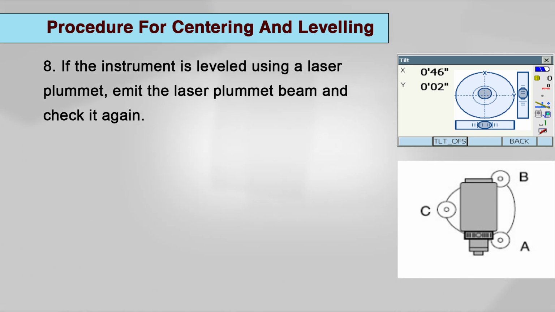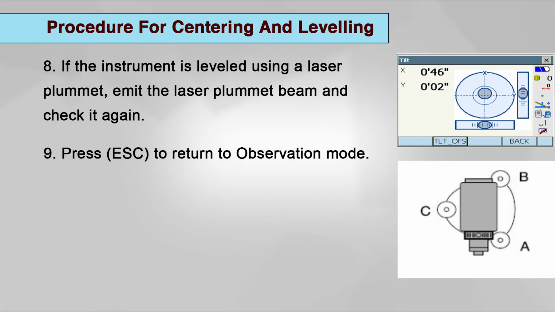If the instrument is leveled using a laser plummet, emit the laser plummet beam and check it again. Check again to make sure the bubble in the electric circular level is centered. If not, repeat the procedure starting from step 4 to step 6. Press the escape button to return to the observation mode.